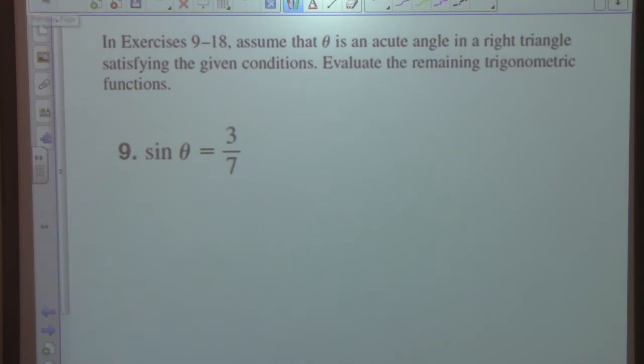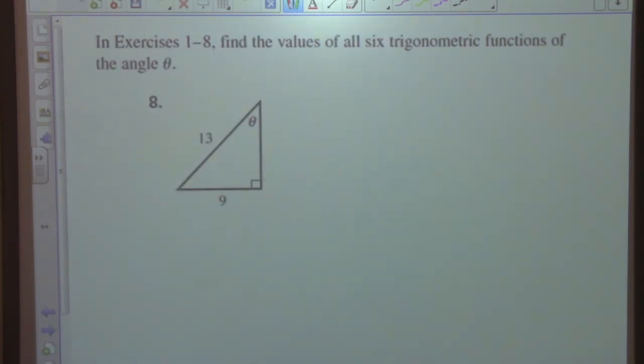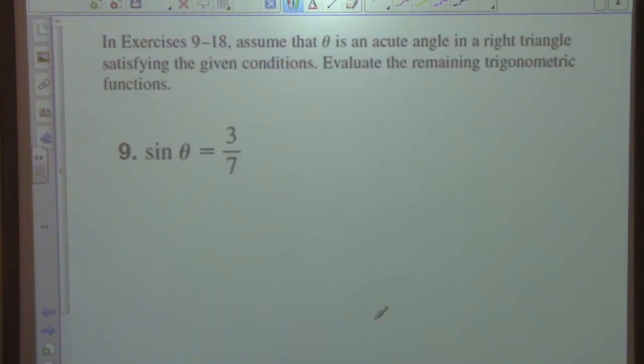So yesterday, we were working on these problems, but we got into set 9, in which we are not given the drawings. My suggestion for these is to create a drawing, using our trigonometric ratios that we know. Sine is what? Opposite over hypotenuse.